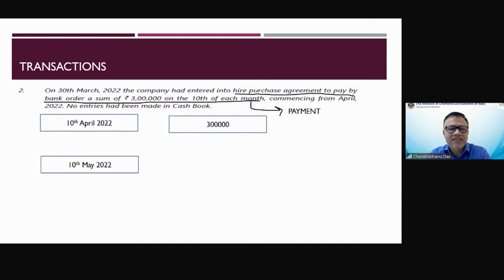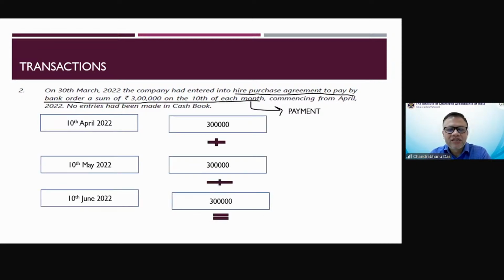10th April it is 3 lakhs. 10th May it is 3 lakhs. 10th June it is 3 lakhs. So in total it is 9 lakhs. So the bank has been instructed to pay 9 lakhs. It is an omission. That's why no entry has been made in the cash book. The company has entered into the agreement, but it is not in the knowledge of the cashier.